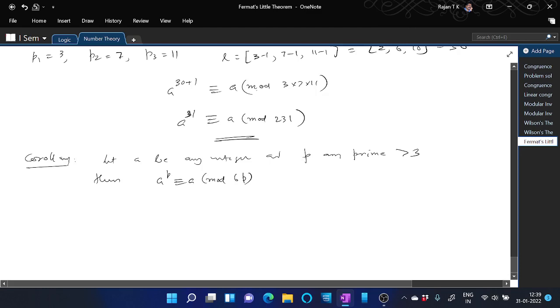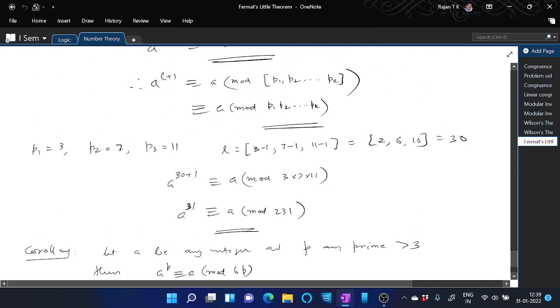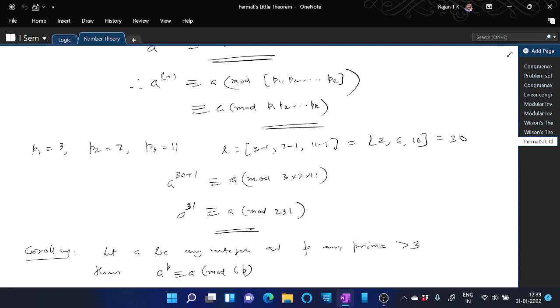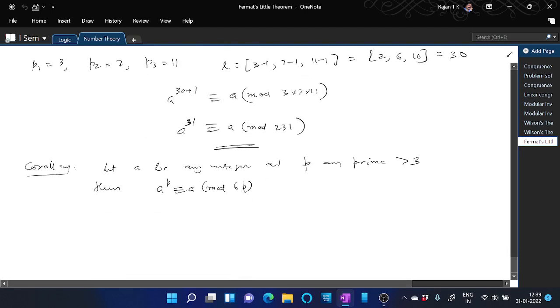Now we are applying this result: A raised to L plus 1 is congruent to A mod P1, P2, Pk, where L is actually the LCM of P1 minus 1, P2 minus 1, etc., Pk minus 1. Here we want the product to be 6P, which is nothing but 1 into 2 into 3 into P, so 2 into 3 into P. So, to prove this, let P1 equal to 2, P2 equal to 3 and P3 equal to P, and apply the previous theorem.